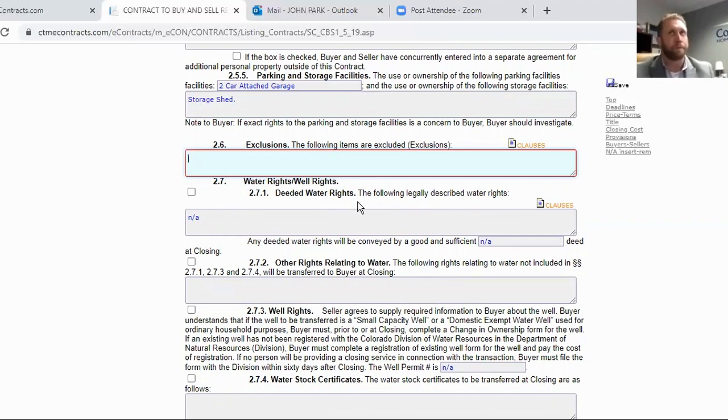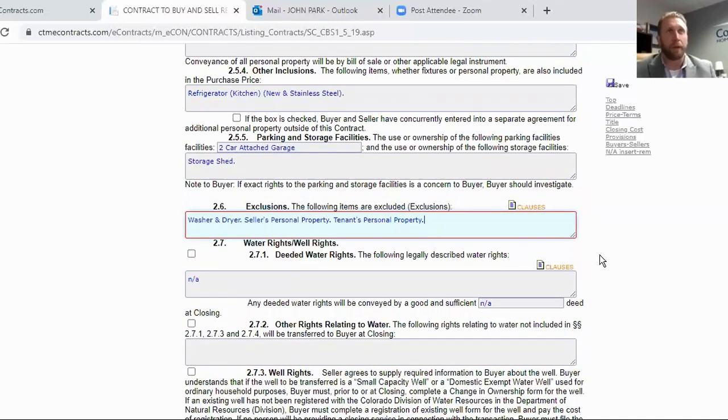Okay, so let's jump onto exclusions. So I said the seller is taking washer and dryer. How about other stuff? Seller's personal property? Tenant's personal property. And usually a listing agent's going to do a pretty good job of defining this in the ad. And I personally, 95% of the time, cut and paste from the MLS listing.